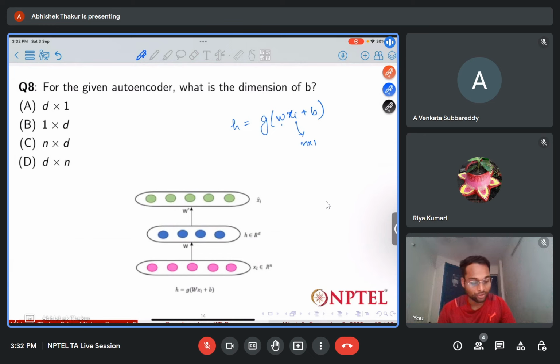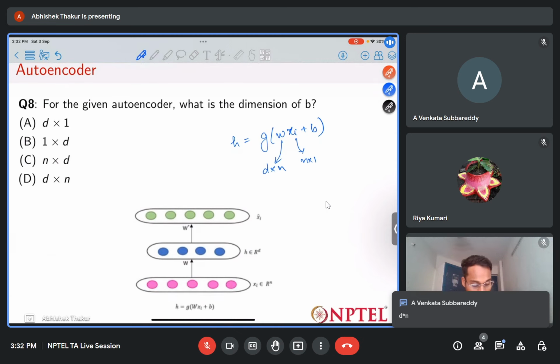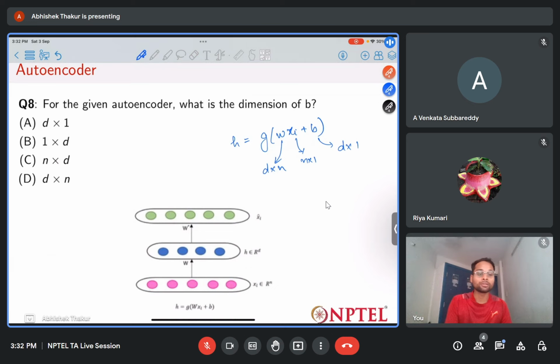In this question it is asking the dimension of B. And what will W be? The dimension of W is the transpose of the dimension of W star. In the previous question it was n cross D, so it will be D cross n. Now what will be the dimension of B? That is D cross 1. You can also say it directly: B is added to all those parameters, so H is D cross 1 and B is also equal to D cross 1.